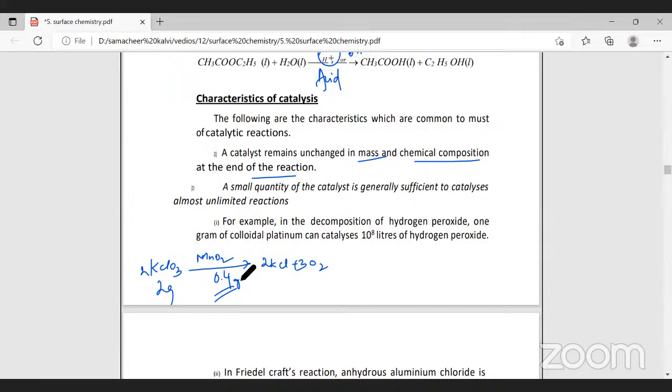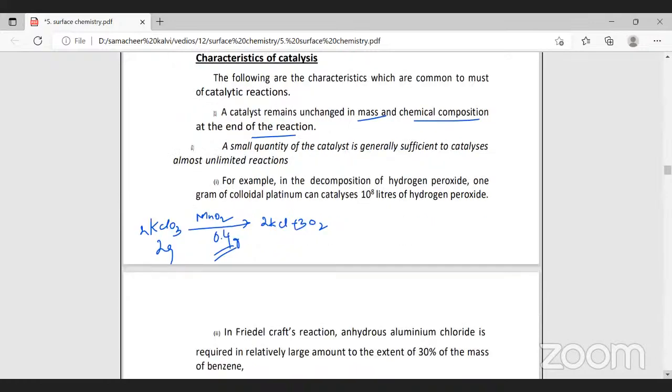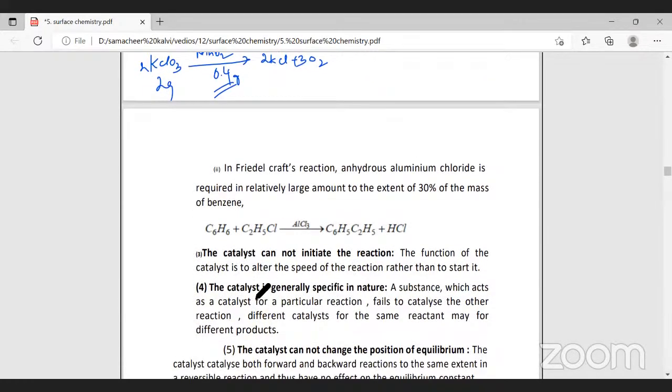They can ask you to mention the characteristics of a catalyst for 3 marks. So remember. The example I have given you is a small quantity; here they have given a different example. The third property: a catalyst cannot start the reaction. The catalyst cannot initiate the reaction. The function of the catalyst is to alter the speed of the reaction rather than to start it. It can alter the reaction when the reaction is taking place, but it cannot start the reaction.